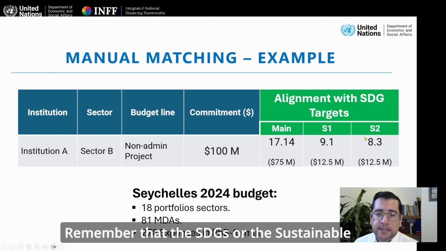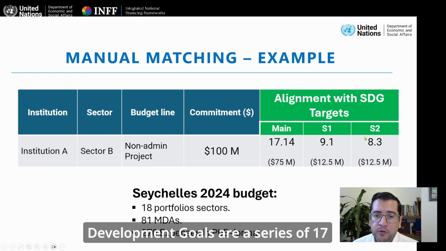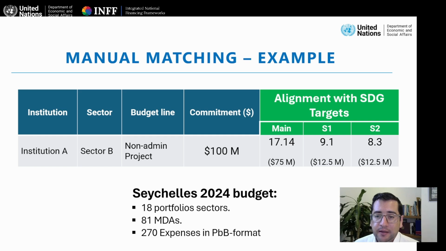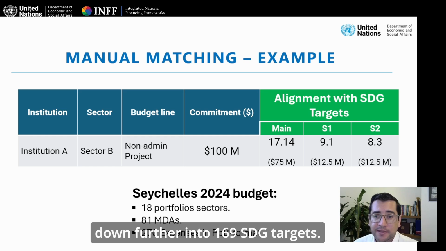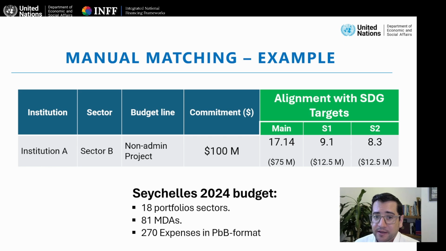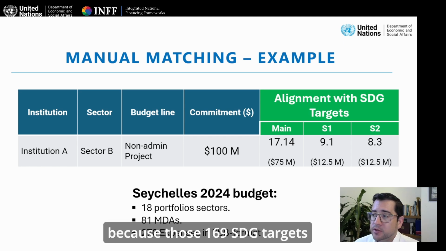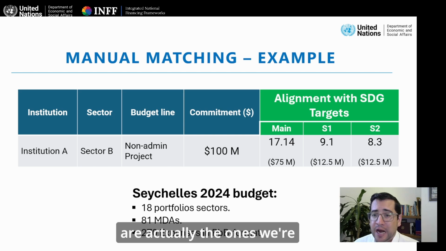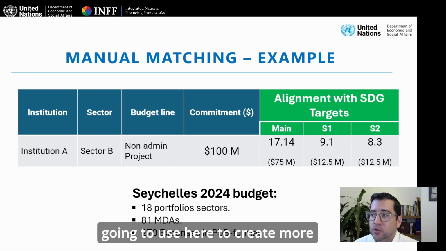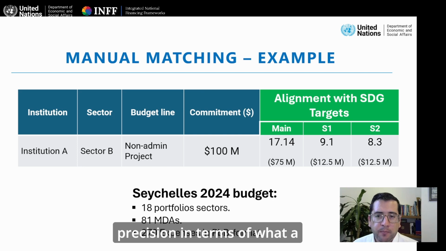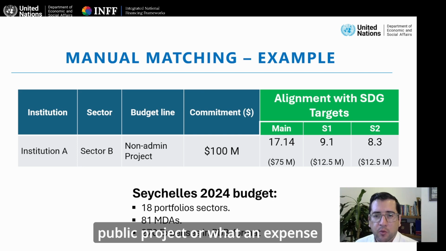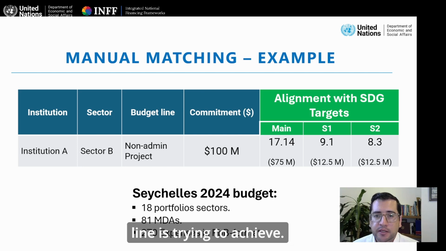Remember that the SDGs, or Sustainable Development Goals, are a series of 17 goals that are broken down further into 169 SDG targets. That's important to take into account, because those 169 SDG targets are the ones we're going to use to create more precision in terms of what a public project, or what an expense line, is trying to achieve.